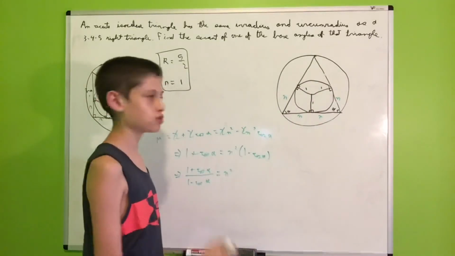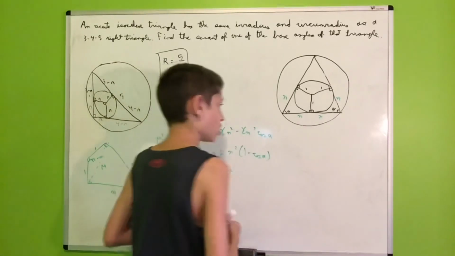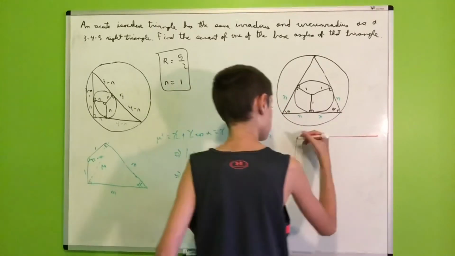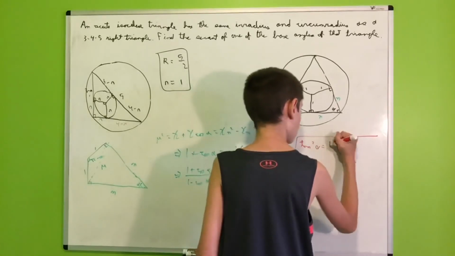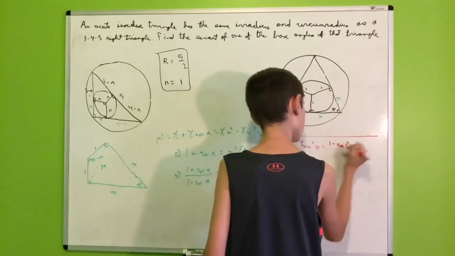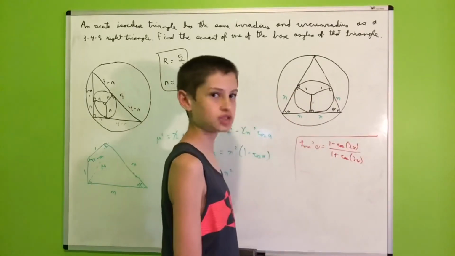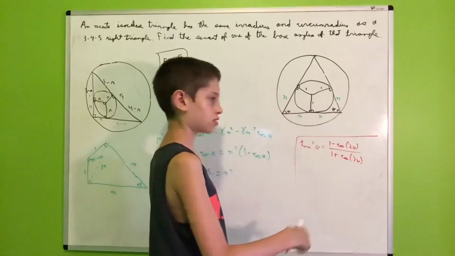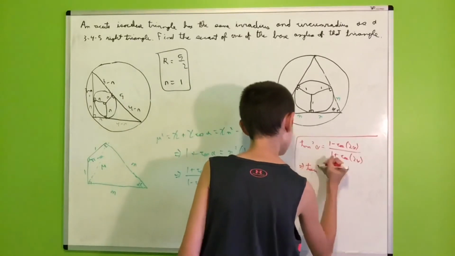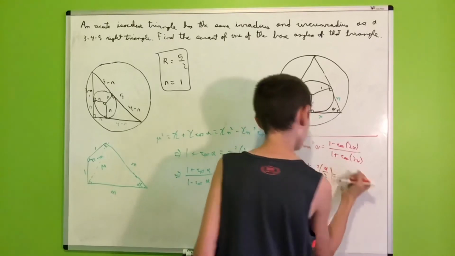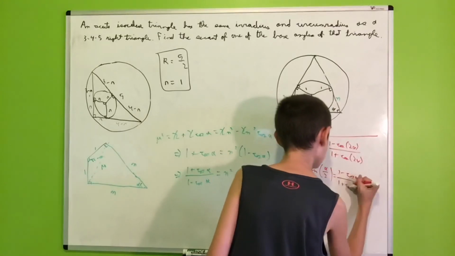And then I would like to make the following observation. We know that the tangent squared of alpha is nothing but 1 minus cosine 2 alpha over 1 plus cosine 2 alpha. Now if we substitute alpha with alpha over 2, we get that tangent squared of alpha over 2 is 1 minus cosine alpha over 1 plus cosine alpha.